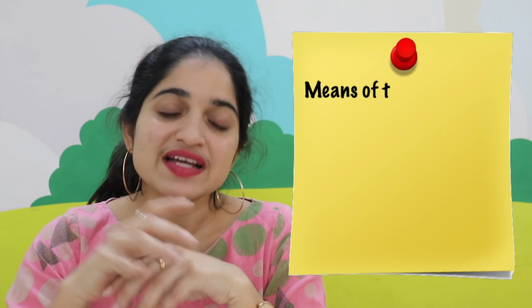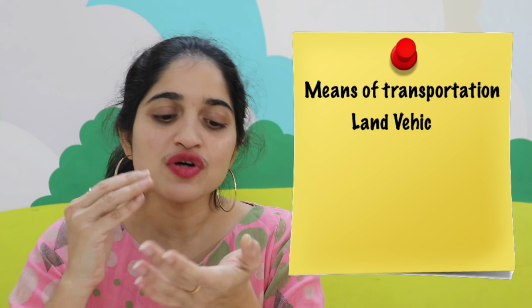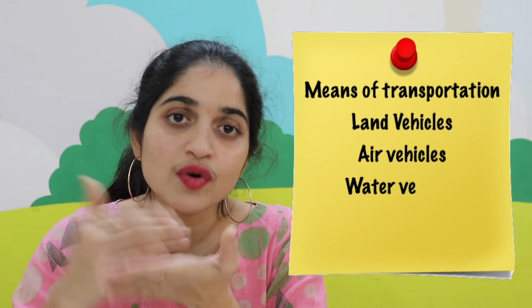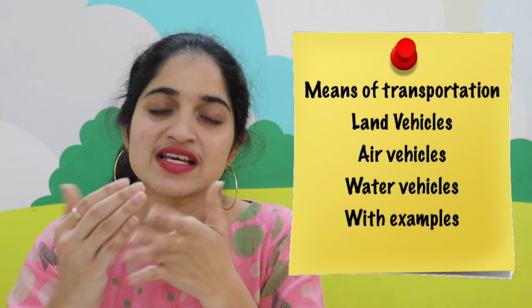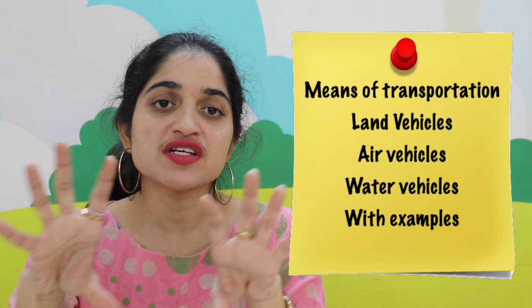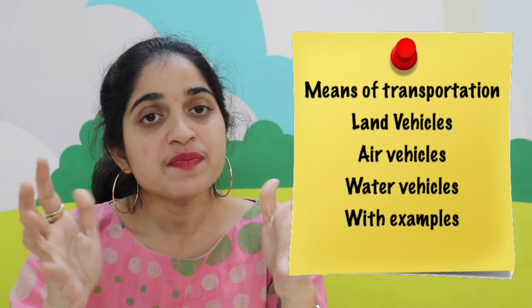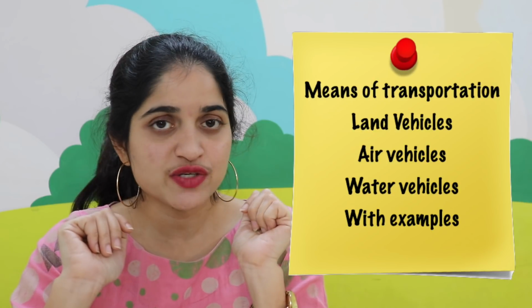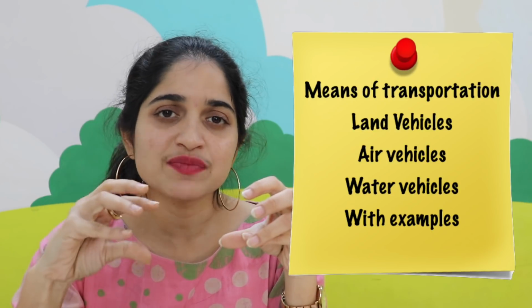Means of transport. In the means of transportation, kids should know what are the land vehicles, what are the water vehicles, and what are the air vehicles. If they are just able to distinguish different vehicles depending upon their type, that much should be fine for a junior KG student. And they also should give a few examples in each category.